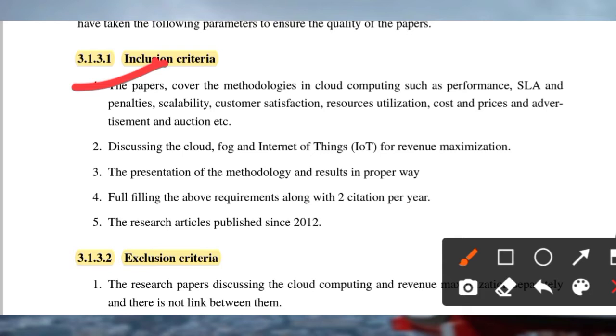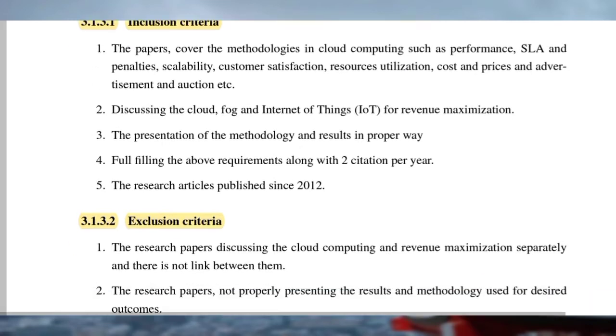So I have to check whether the results are properly organized, properly simulated, or properly prototyped, and fulfilling the above requirements along with 2 citations per year. I have implemented one check that it has to be cited 2 times last year, and finally the research article must be published since 2012, because my window slot is from 2012 to 2020. So I have also included this inclusion criteria.